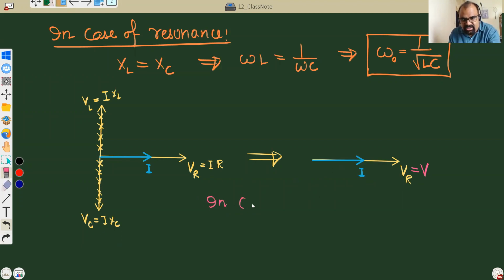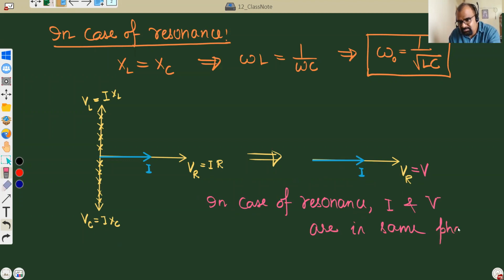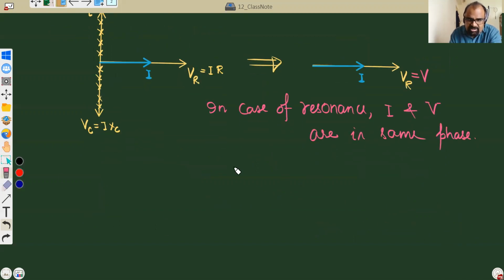In case of resonance, I and V are in same phase. And what will become the impedance of the circuit? Impedance of the circuit will simply become R, because XL and XC cancel out.